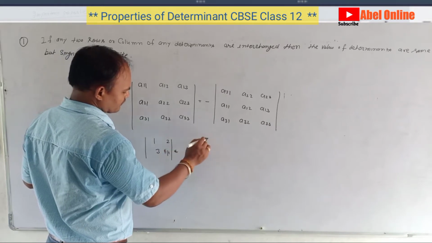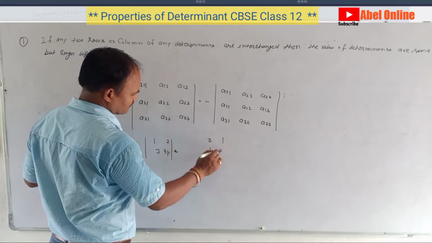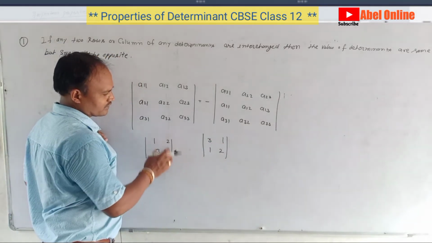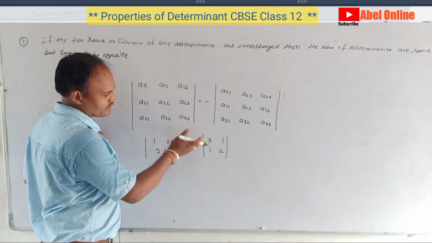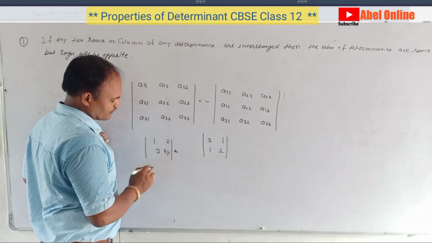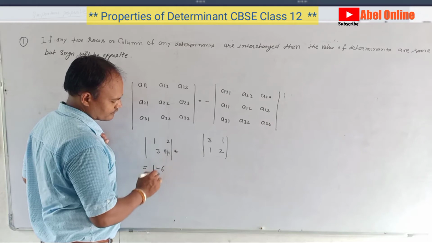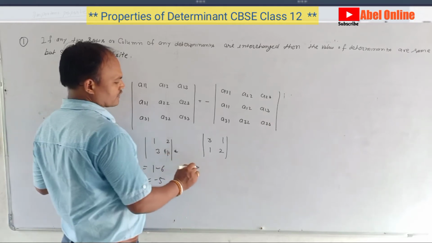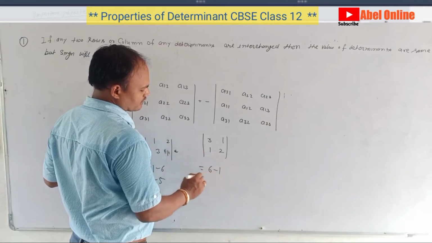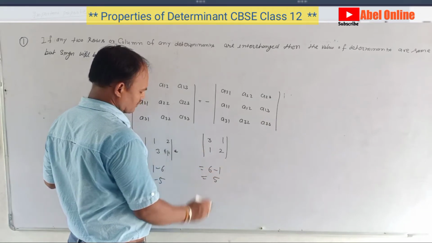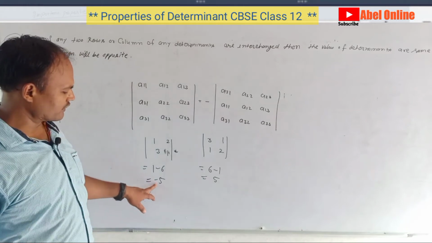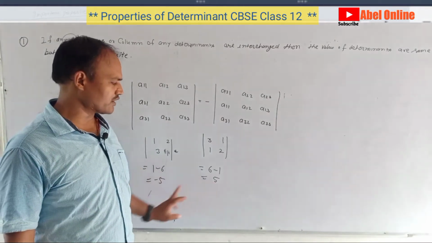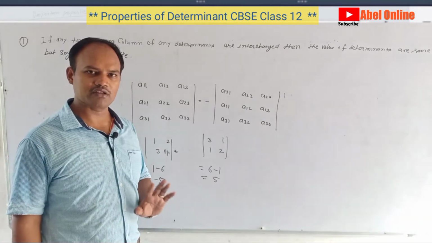What about it if we are writing here 3, 1, 1, 2? Okay, so we have changed 1, 2 to 3, 1, converted to each other. We swapped first row to second, second to first. What is the value? It is 1 minus 6, which is minus 5. What about here? It is 6 minus 1, so it is 5. Now what is the result? The value is the same, it is 5 and it is also 5, but one is negative and one is positive, so the sign is opposite. I think you understand better.